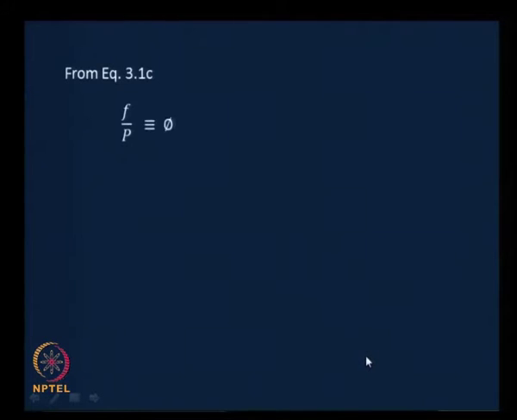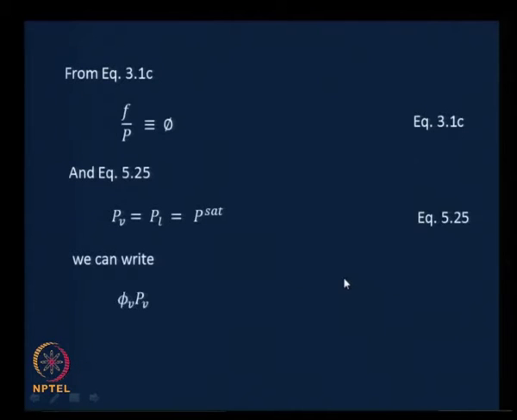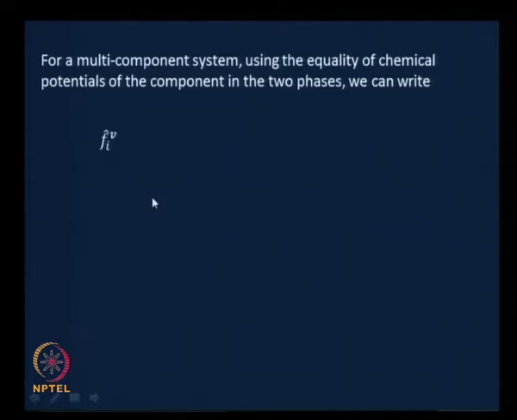From this and just the definition of the fugacity coefficient, we could write a relationship between the fugacity coefficient and pressure, phi V PV equals f sat. In other words, phi V is nothing but the value at the saturated condition under vapor liquid equilibrium, phi sat P sat equals f sat. This was equation 5.28, and what was left as an assignment for you was to develop similar expressions for a multi component system. This is for a pure component system, and you were asked to develop equations for a multi component system. Hopefully you could do that, and let us see how they look now.